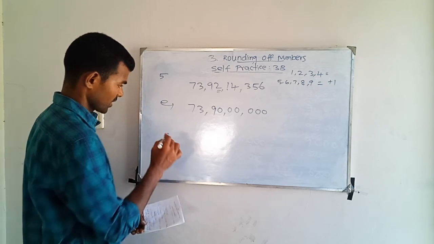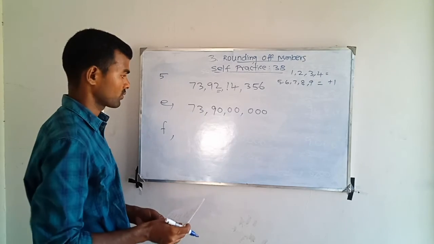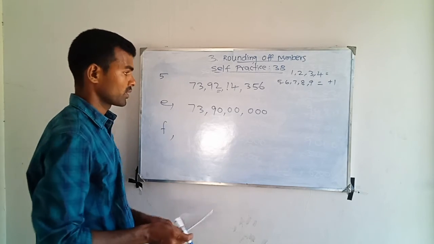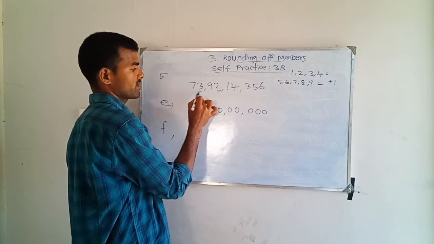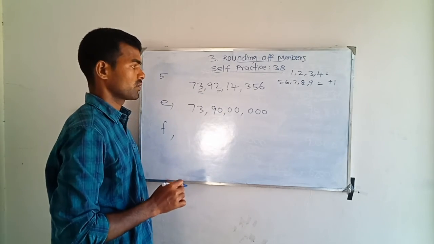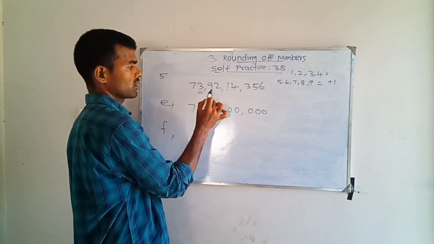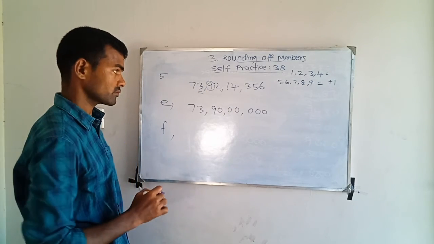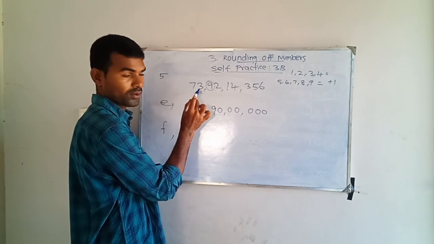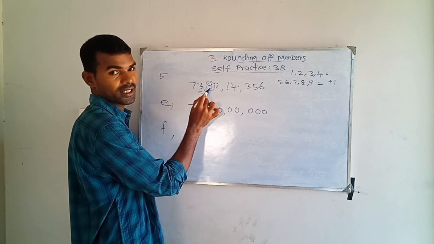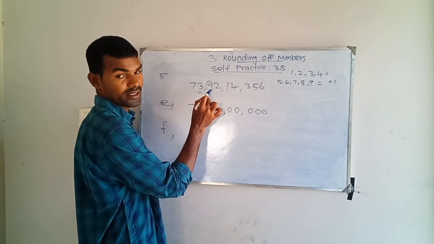Next, question F. Find the nearest crore. So for the nearest crore, which is the crores place? This is the crore. To round the number to the nearest crore, which place do you have to look at? You have to look at the 10 lakhs place. Here the digit in the 10 lakhs place is 9.